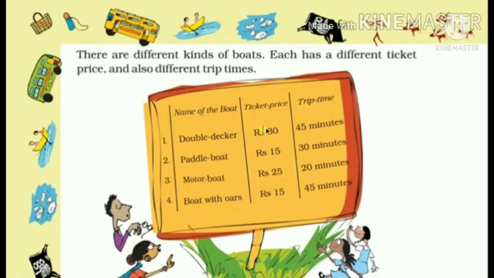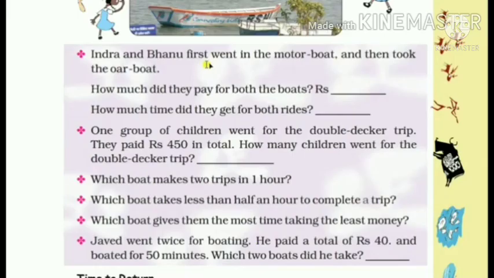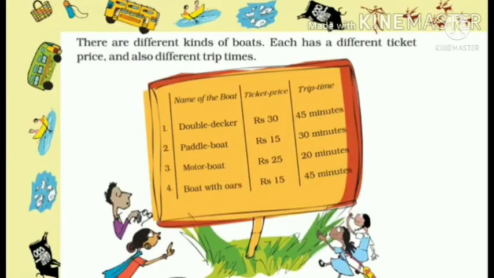So next question. You all write it in your notebook. The question is this. There are different kinds of boats. Each has a different ticket price and also a different trip time. So you can draw the following table neatly in your notebook and then answer the following questions in your notebook. You can find the answer from the table and write it with neat handwriting.